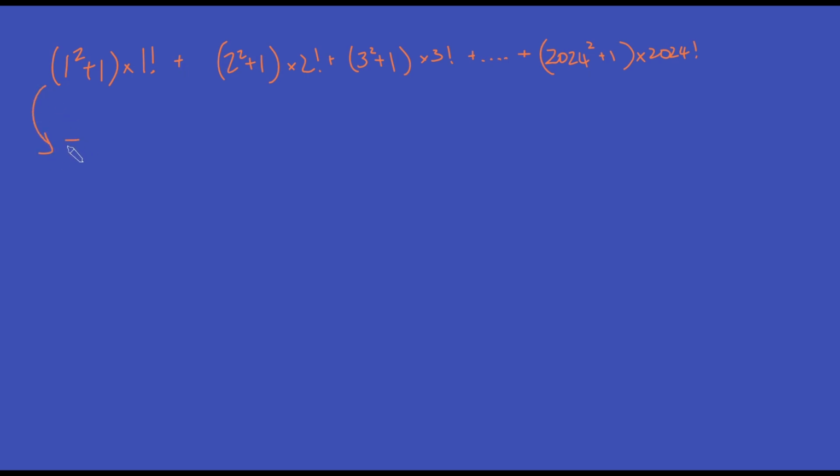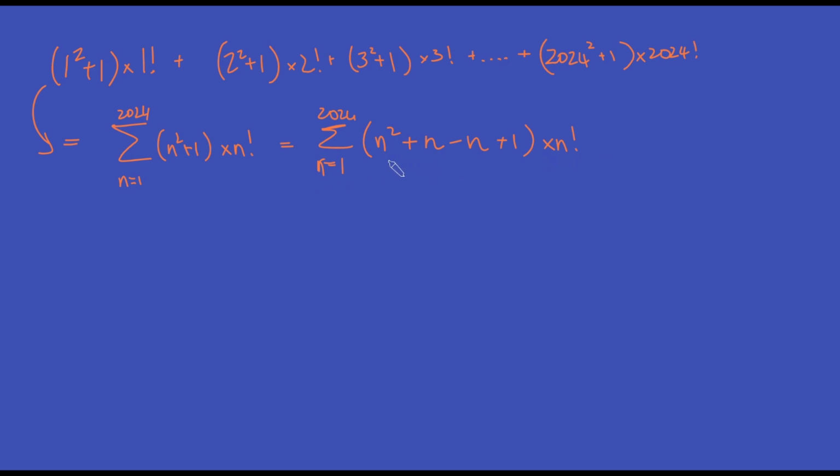First things first, let's just write this in the sigma notation. So this is the sum from n is 1 to 2024 of n squared plus 1 times n factorial. Now what I'm going to do is write this n squared plus 1 in a bit of a weird way. I'm going to write this as the sum from n is 1 to 2024 of n squared, and then I'm going to subtract n, add n, and then put this plus 1 here, like so, and then times n factorial.